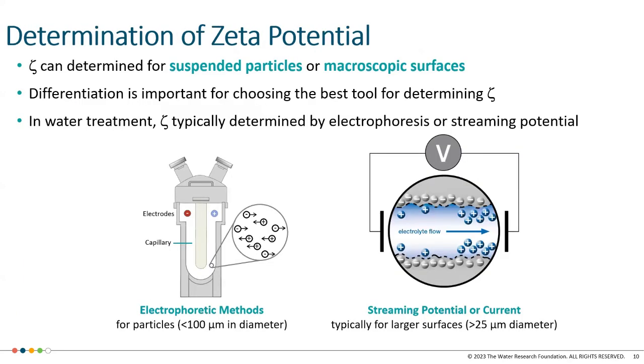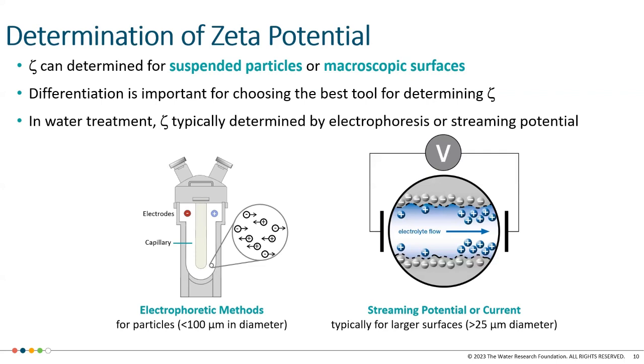So it should also be mentioned that there are a variety of tools for determining zeta potential. Zeta potential can be determined on macroscopic surfaces, such as membranes or hairs or polymers, as well as from microscopic particles suspended in a liquid. So colloids, nanoparticles, pathogens, other particles in water.